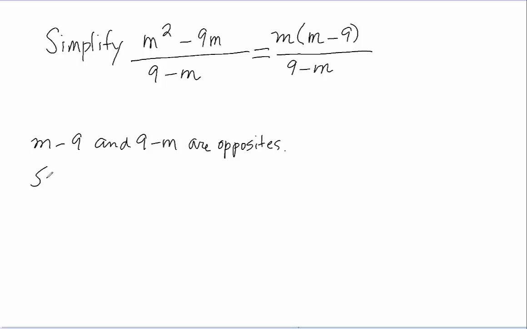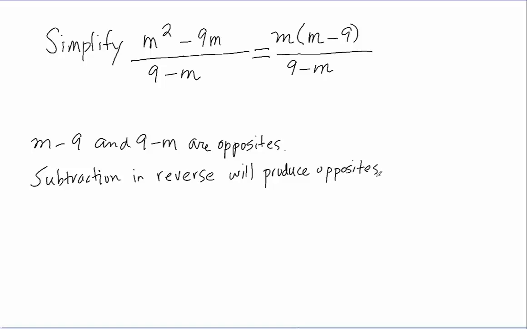Subtraction in reverse will produce opposites. And by opposites, I mean one will be positive 10, the other one would be negative 10. For example, let's say m is 10. 10 minus 9 is 1. 9 minus 10 is negative 1. So when you reverse subtraction of the same numbers, you get opposites.